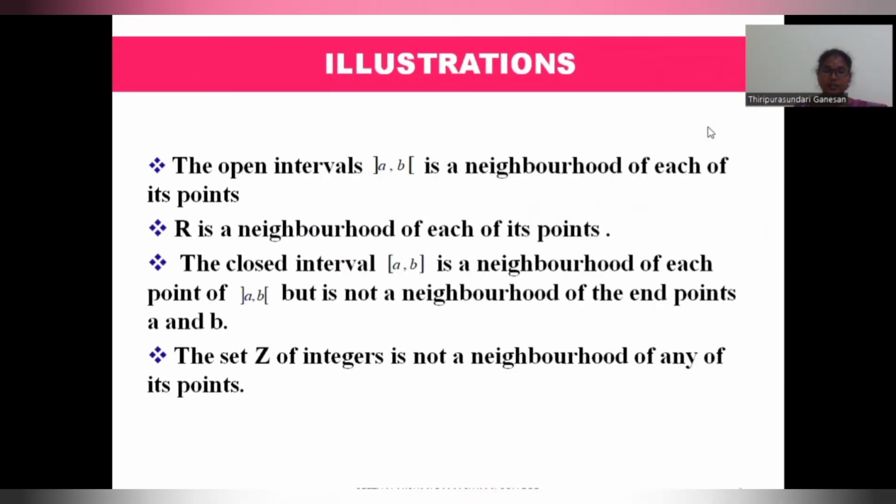The illustrations. The open interval (a, b) is the neighborhood of each of its points. The set of all real numbers R is also the neighborhood of each of its points. The closed interval [a, b] is the neighborhood of each of the points of the open interval (a, b), but it is not the neighborhood of its endpoints a and b. Because if we take a neighborhood of the endpoints, it is not completely contained in this closed interval [a, b]. The last example is that the set of integers is not the neighborhood of any of its points.